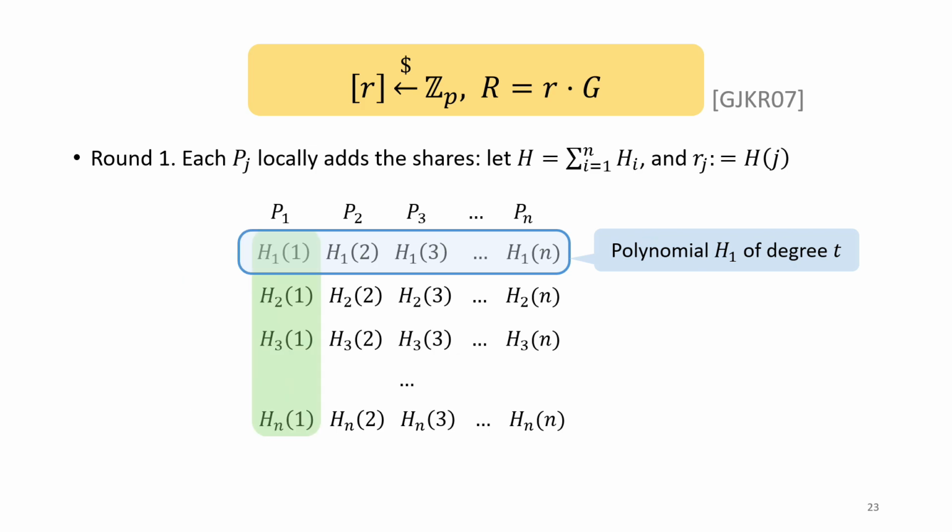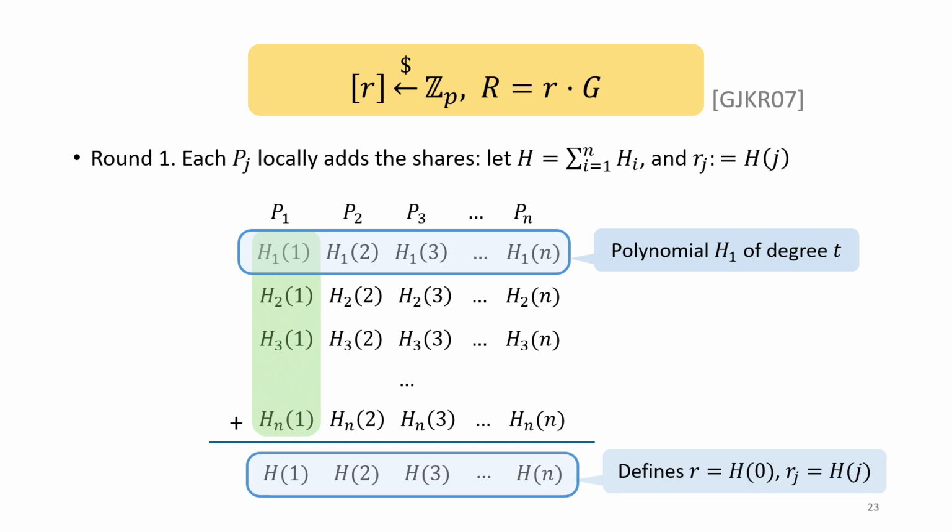Then each party will receive n shares. So for example, P1 will receive all the shares marked in green. And they will locally add up the shares together, which results in h(1) up to h(n), where h is the sum of all the contributed polynomials. So now the polynomial h defines the signing randomness r that we want, and each party holds a Shamir share of the random value r.